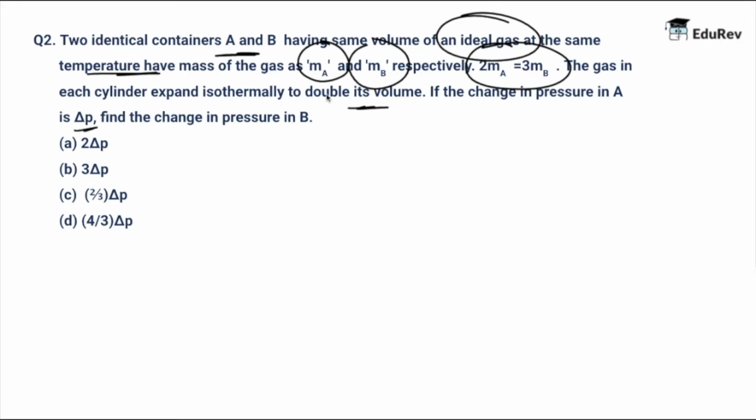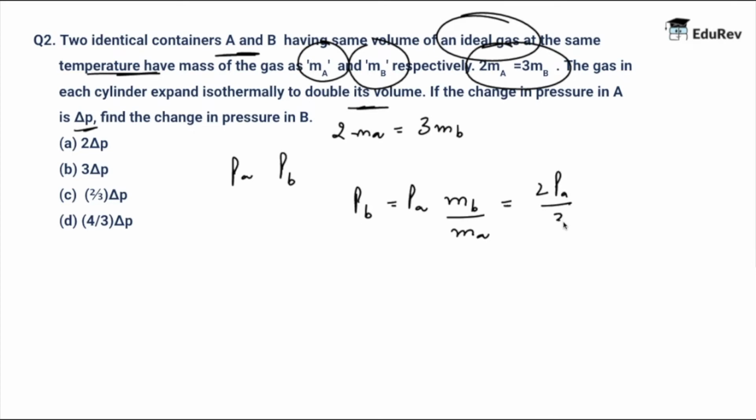Now the given thing is that 2Ma equals to 3Mb, right? That is 2 times Ma equals to 3 times Mb. So isothermal expansion to double the volume implies pressure is halved. For same gas, ideal gas equation suggests that pressure is directly proportional to mass. Now let the initial pressure be PA and PB respectively, right? Then we know that PB will be equal to PA times MB upon MA. And if I'm going to substitute the values, it's going to be 2 times PA upon 3.